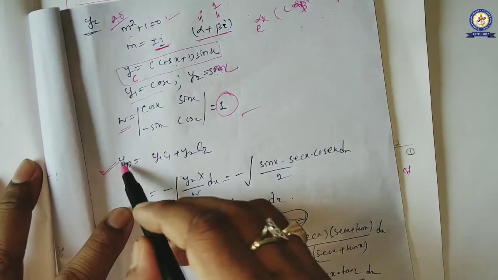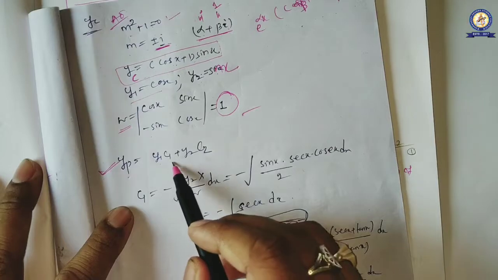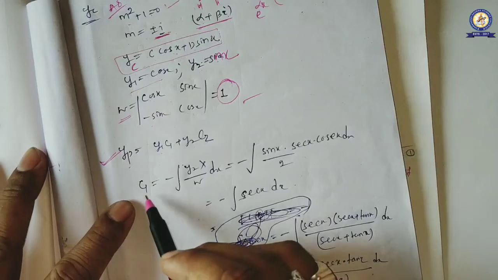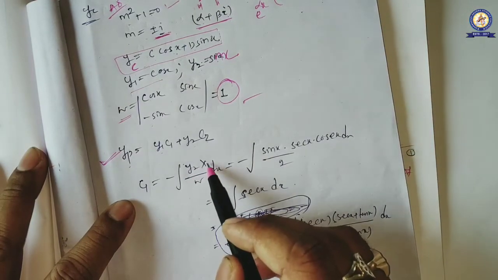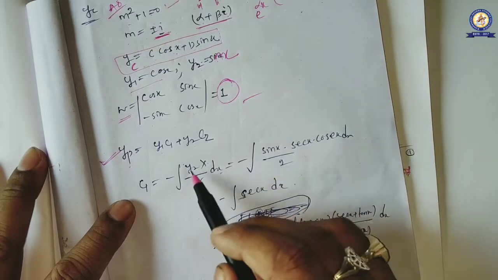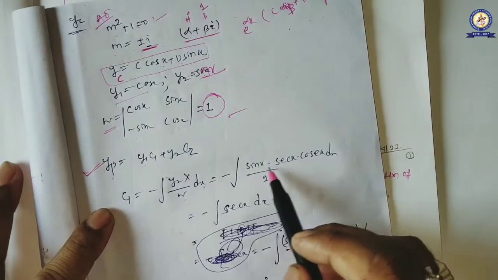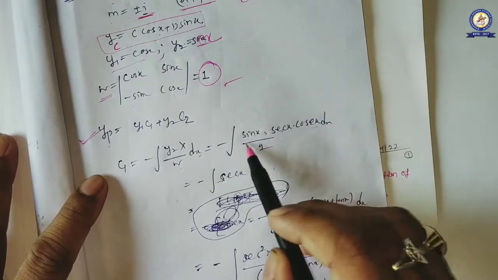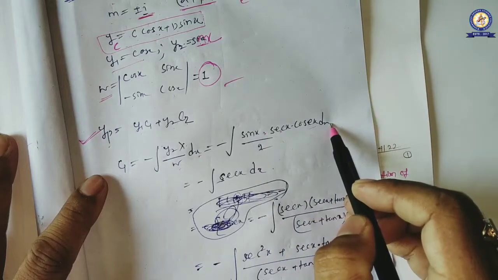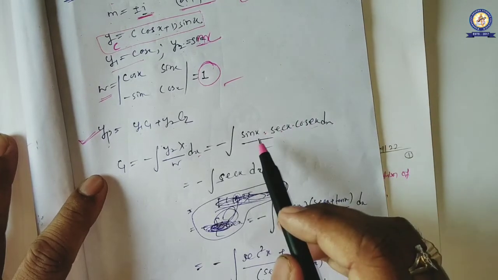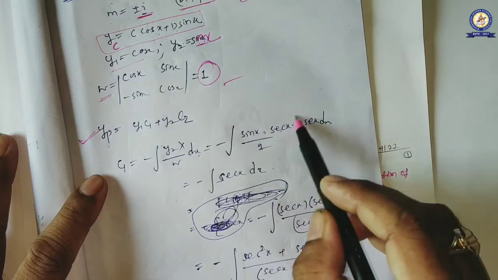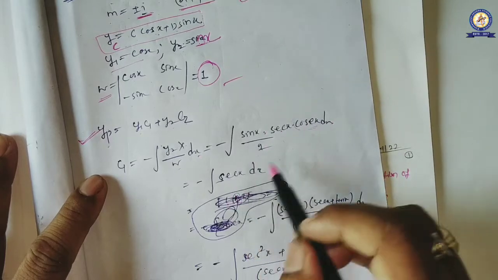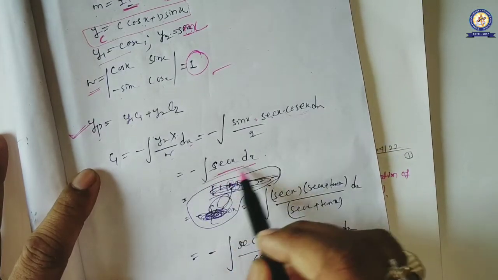Now we know that the particular integral yp is y1 c1 plus y2 c2 by using the variation of parameters method. So c1 is minus the integral of y2 times the source function by W, dx. Here y2 is sin x, and the source function is given as sec x into cosec x. So sec x into cosec x divided by 1, dx. Here you can see that sin x and cosec x got cancelled, because sin x is 1 by cosec x. So cosec x got cancelled, and we only get sec x, minus sec x.